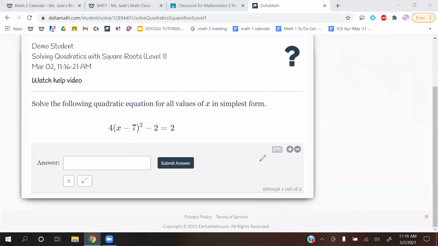So I'm going to annotate on my computer screen. It's going to be messy. I apologize in advance, but writing on a computer screen is hard. So we're going to solve for x.